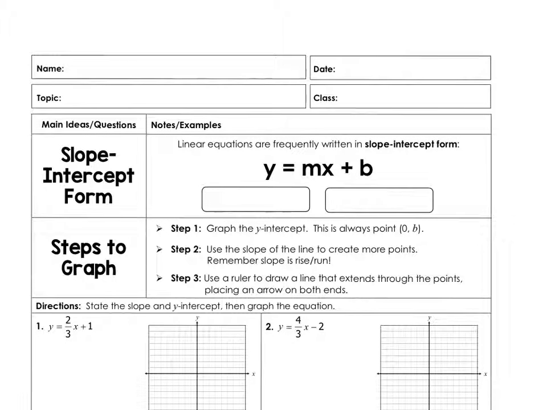Hey guys, in this video we're going to talk about slope-intercept form, which is the way linear equations are frequently written, okay? And we saw these quite a bit when you were filling out the tables.